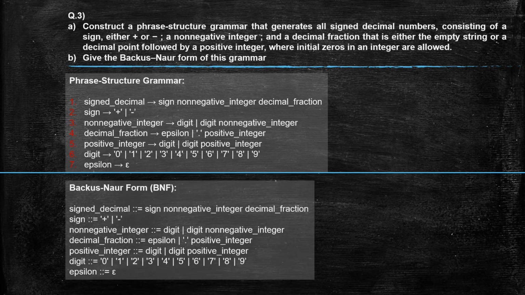This is Backus-Naur form, BNF. Sign decimal is sign, non-negative integer, decimal fraction. Sign. Non-negative integer equals digit, digit non-negative integer. Decimal fraction is epsilon, positive integer. Positive integer equals digit and digit positive integer. Digits are 0, 1, 2, 3, 4, 5, 6, 7, 8, 9. Epsilon.